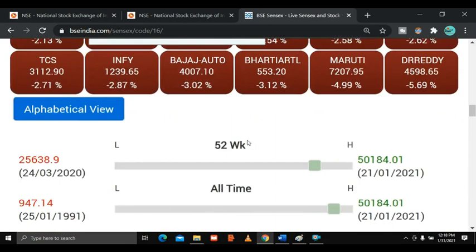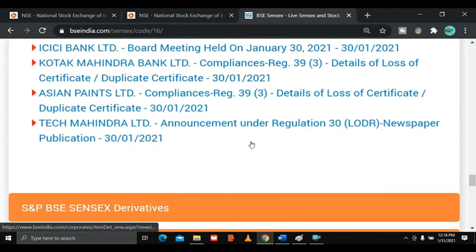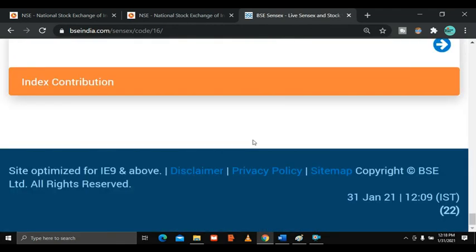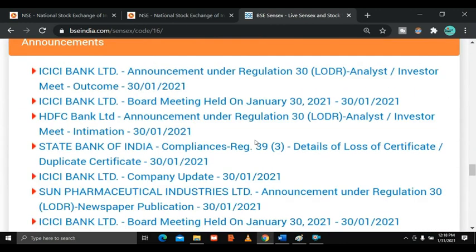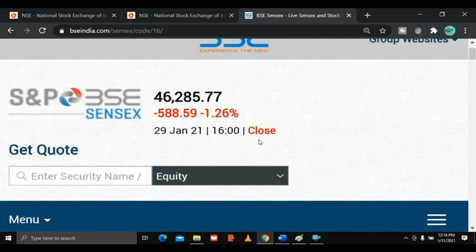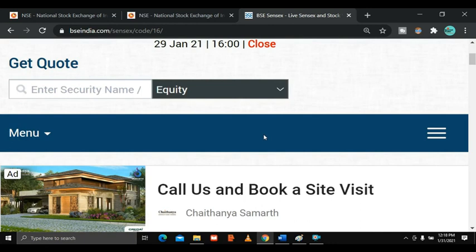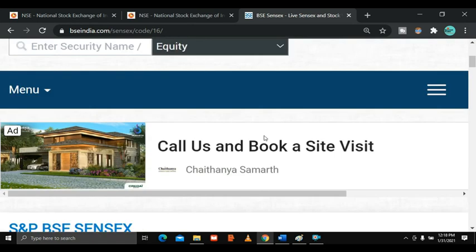If you go like this, I told you Sensex is one of the indices because it is giving you another piece of information. What it is telling you, the definition of Sensex, is that Sensex is one of the indices in BSE. That means Sensex is not the only index; there are other indices also available in BSE.